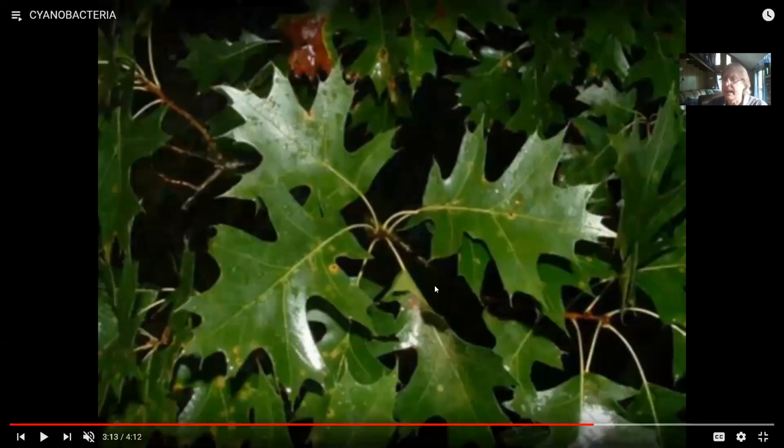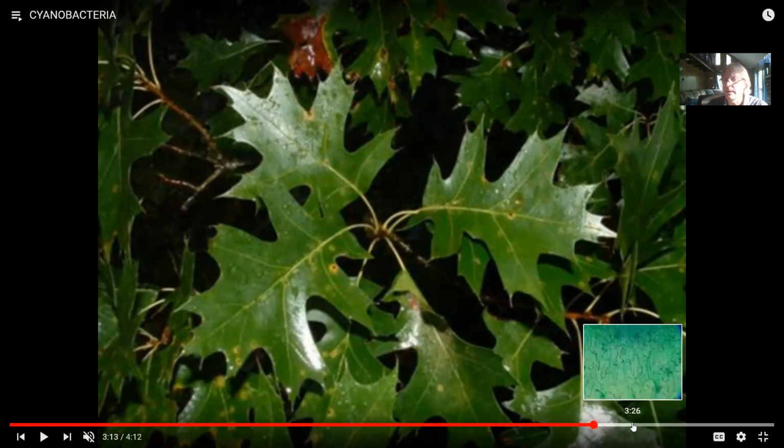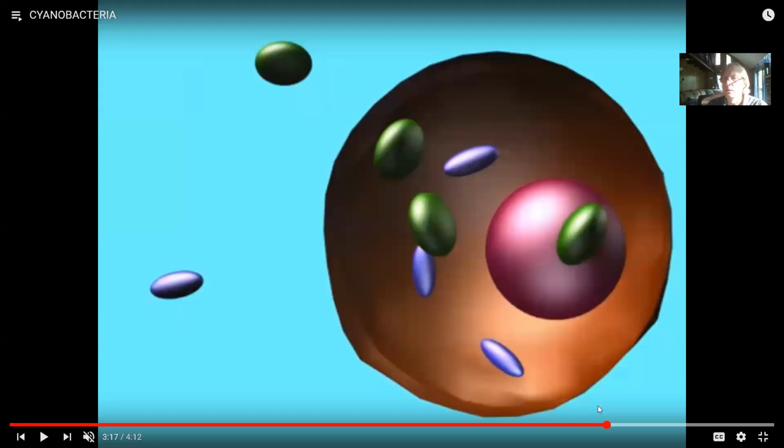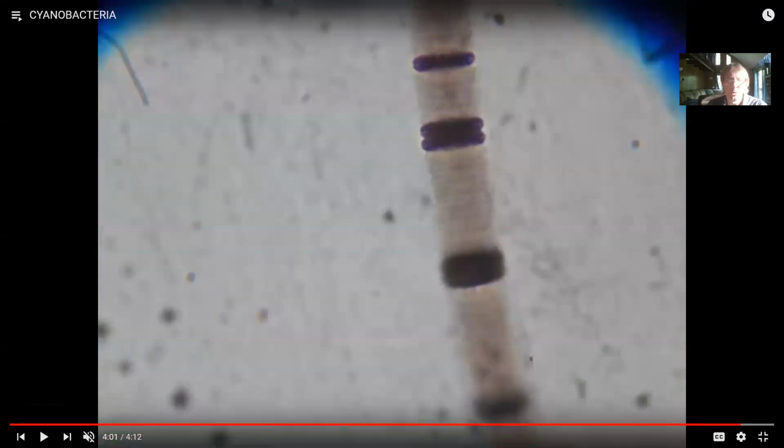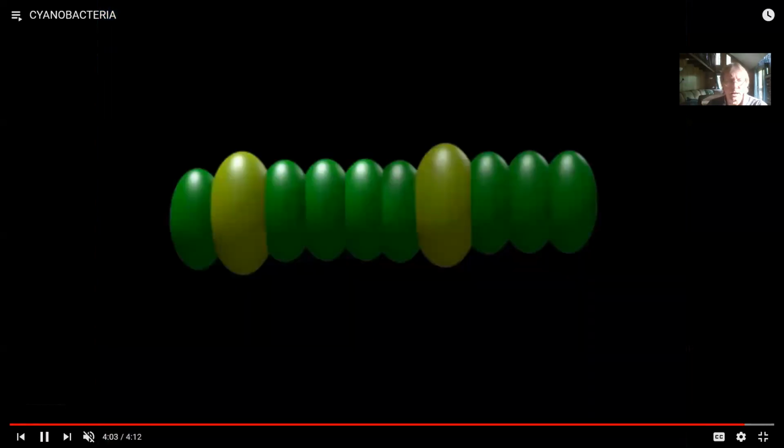So cyanobacteria truly have changed the world. We would not have green algae and plants if it weren't for the descendants of the cyanobacteria, which are living actually inside their cells as chloroplasts. So these are chloroplasts, but the chloroplasts are descended from the free-living cyanobacteria. Once again, here we have different kinds of them, and the fixing of nitrogen that they do is critical.